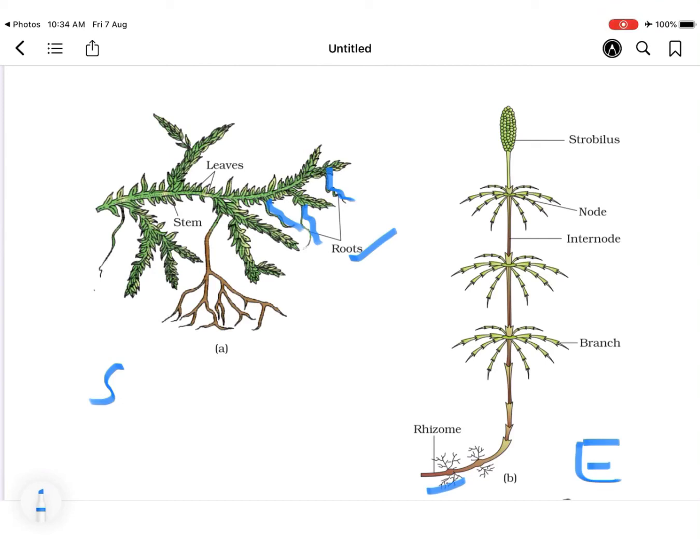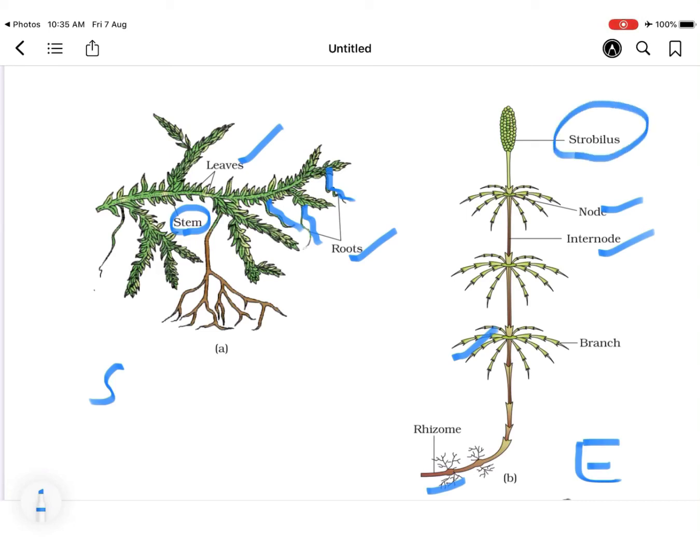Similarly, a true stem is present. You can see here the stem is observable. The nodes and internodes are also shown. This is a part of the stem. Then the leaves appear. Here also the leaves are present, and in the same manner it will develop a strobilus.